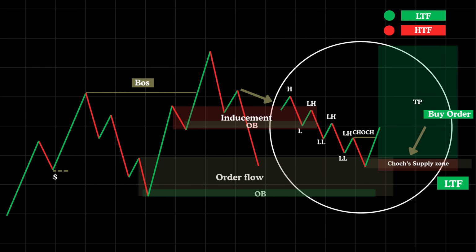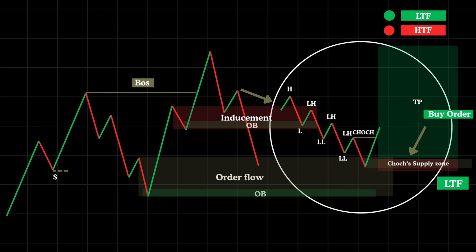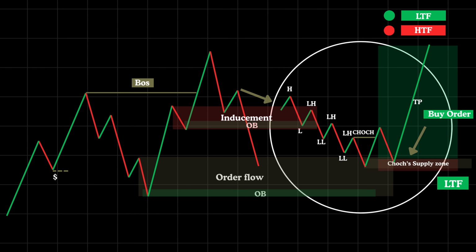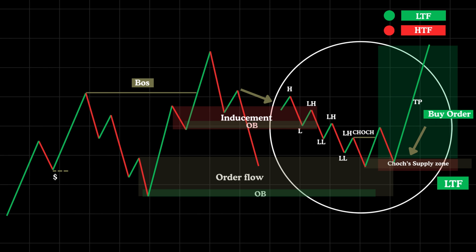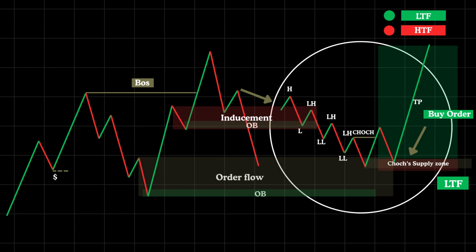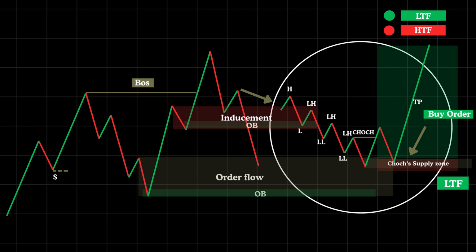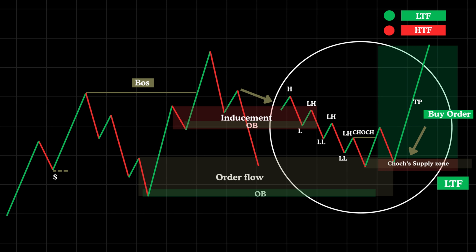To control risk, the stop loss should be set a few pips below the lowest point of the zone. For the take profit target, we can either aim for the most recent unmitigated supply zone or the swing high. By following this trading approach, we seek to take advantage of the bullish order flow, maximize potential gains, and manage risk effectively. Now, let's move on and review a real chart example.